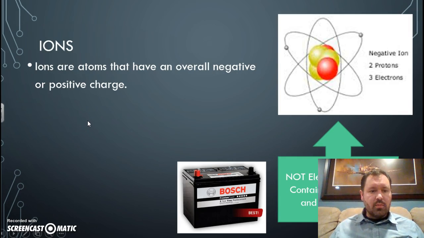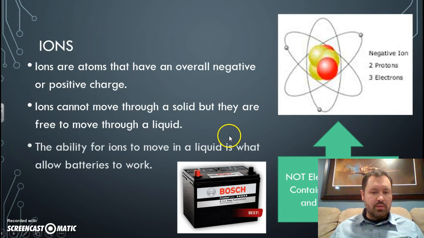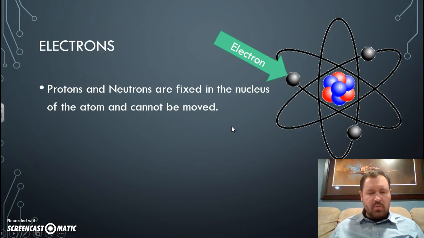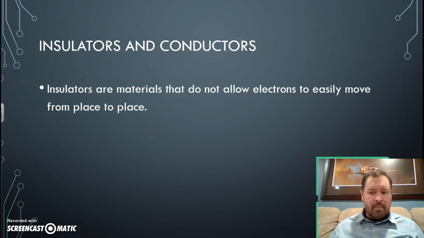Last time in class we were together, we learned a little bit about ions, and we said ions are atoms that have an overall negative or positive charge, like this atom up here. It's got 2 protons, 3 electrons. Those electrons are negative, therefore it's got an overall negative charge. The ions cannot move through a solid, but they can move through a liquid, which is why batteries are mostly liquid. And that's what allows batteries to work. It's the electrons that actually move around in an atom. The electrons can move from atom to atom, and therefore they are the things that can create a negative charge.